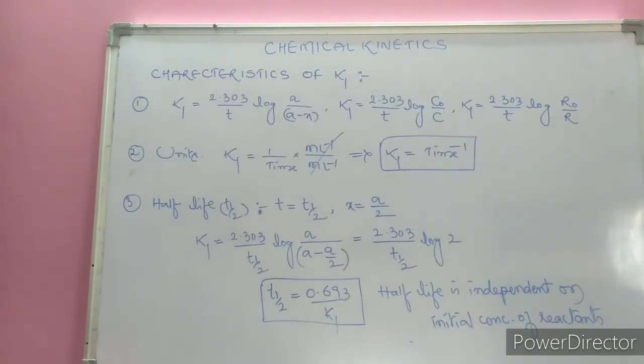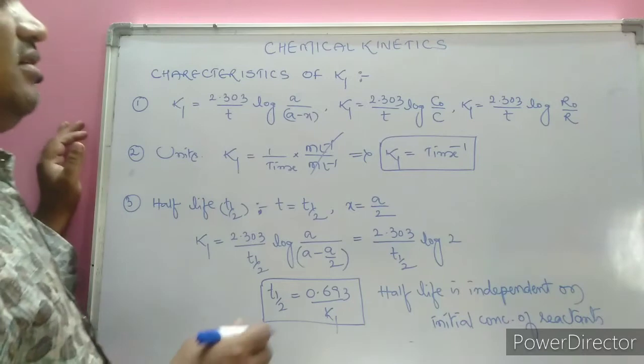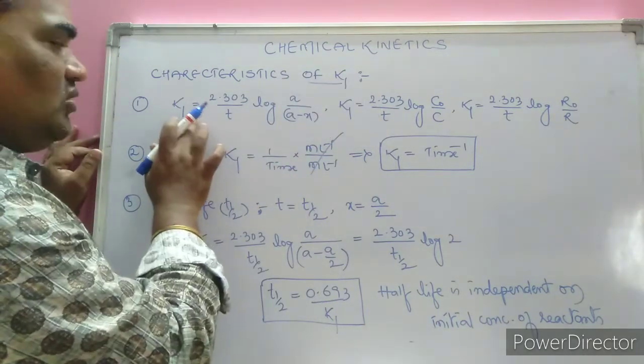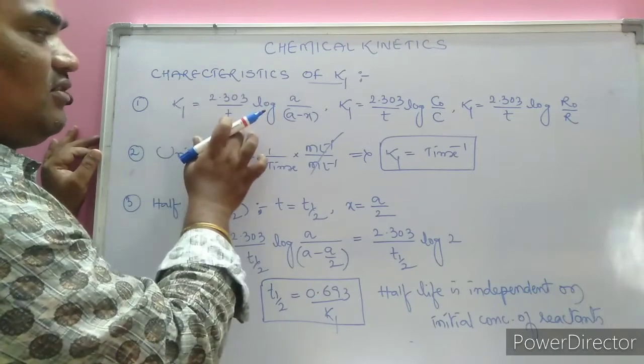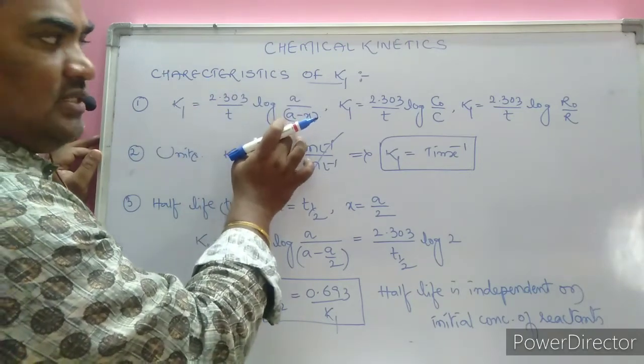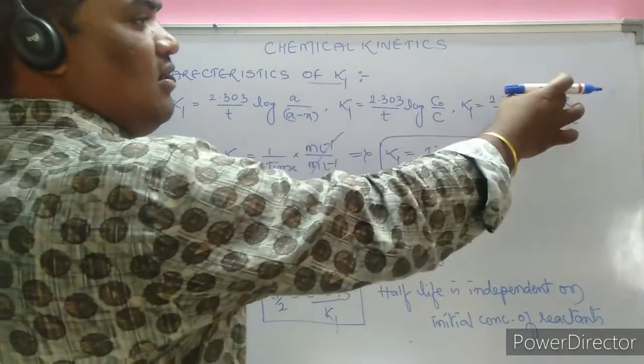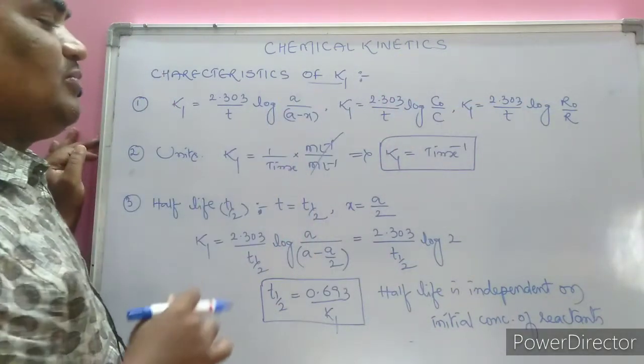Now, the characteristics of the rate constant, or specific rate constant, of first order, K1. First is the rate equation. K1 is equal to 2.303 by t log a by (a minus x). a is replaced by C naught and C, or R naught and R. Any one is the K1 expression.